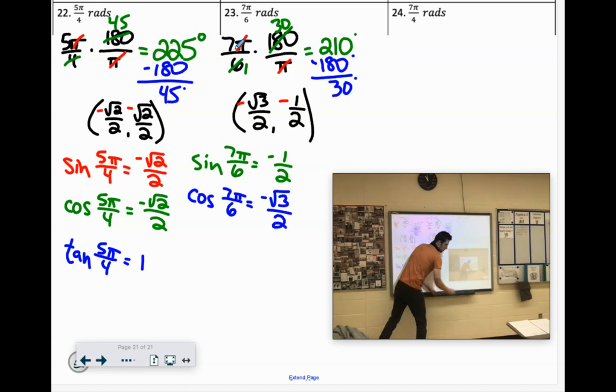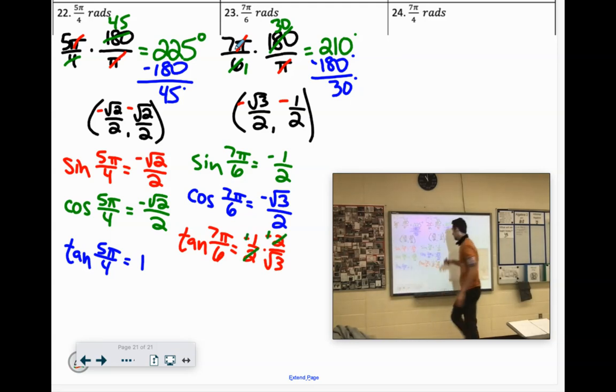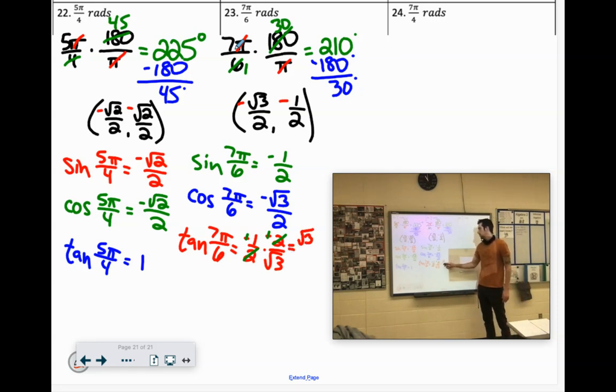And then the tangent, oh, so much fun. We're going to divide them. So y, negative 1/2 divided by negative root 3 over 2, but we'll change it to multiplication. Flip that, make it negative 2 over root 3. Now the negatives will cancel, and the 2's will cancel. So we're left with 1 over root 3, which simplifies to root 3 over 3.